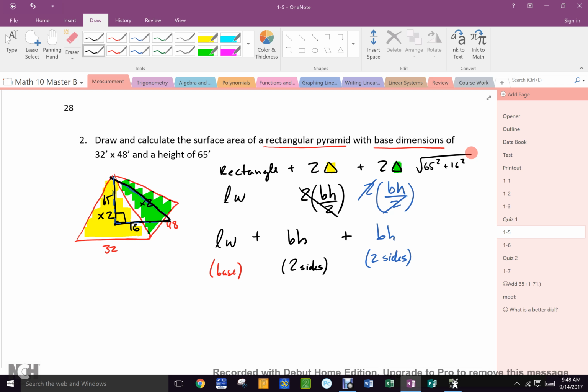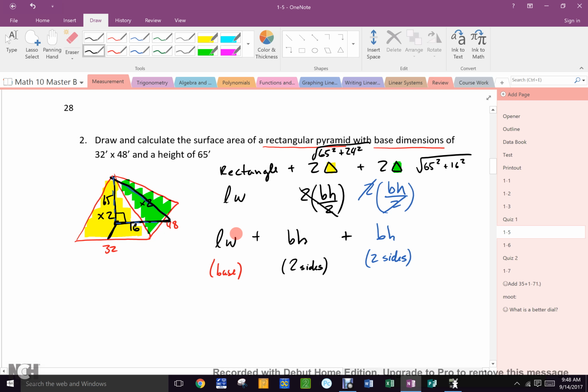Okay. How do I do my yellow triangle? My yellow triangle is still 65 squared, yeah? But what's this side of it? Is it 16 again? It's 24. And then I square root that. Now I'm in business. Do I have all the numbers I need? I do, don't I? But it's a lot of work, isn't it?